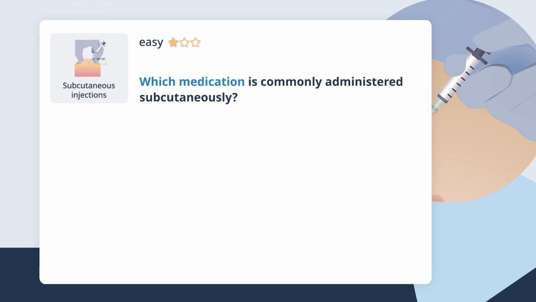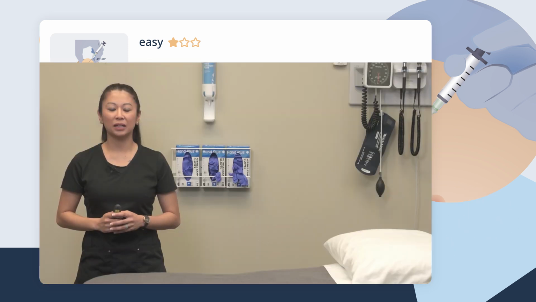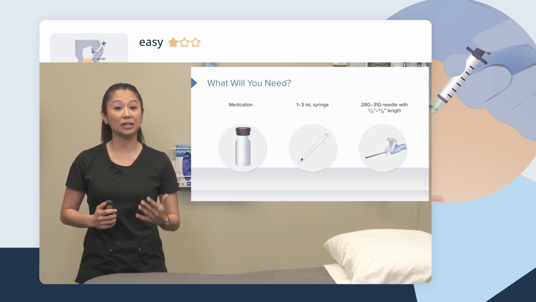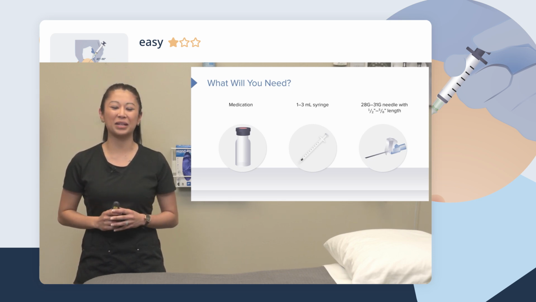Which medication is commonly administered subcutaneously? Now let's take a look at the equipment we're going to need. You, of course, are going to need your medication. This is commonly going to be in the form of maybe heparin, for example, that's a blood thinner, or insulin for a patient that's diabetic. That's really common subcutaneous administered medications.